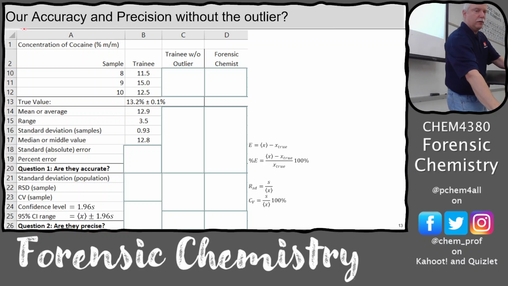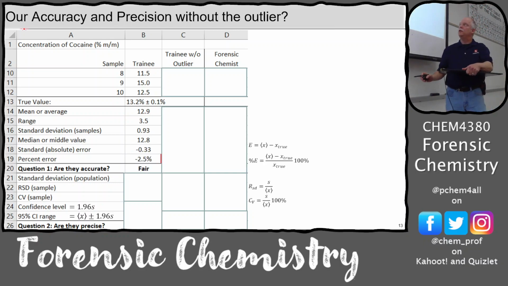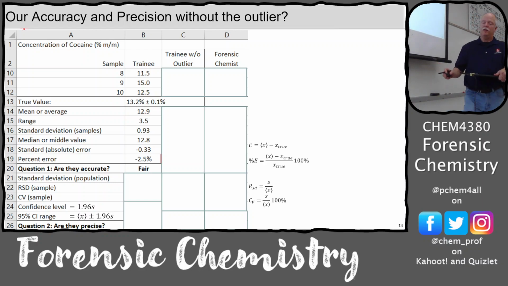Okay, so here's our error values. So let's calculate the error values. Here's our median or middle value. Here's the standard absolute error. So look at the absolute error, and that's calculated over here. So that's the mean minus the true value.